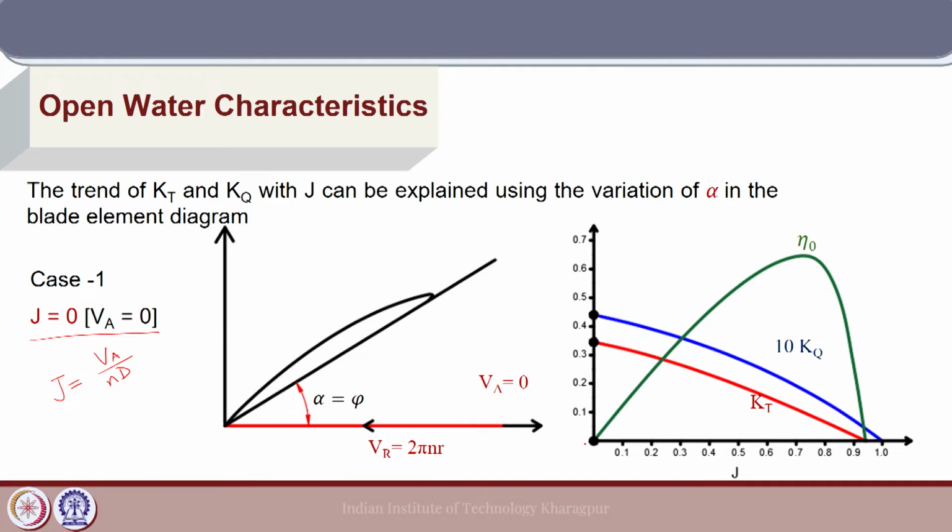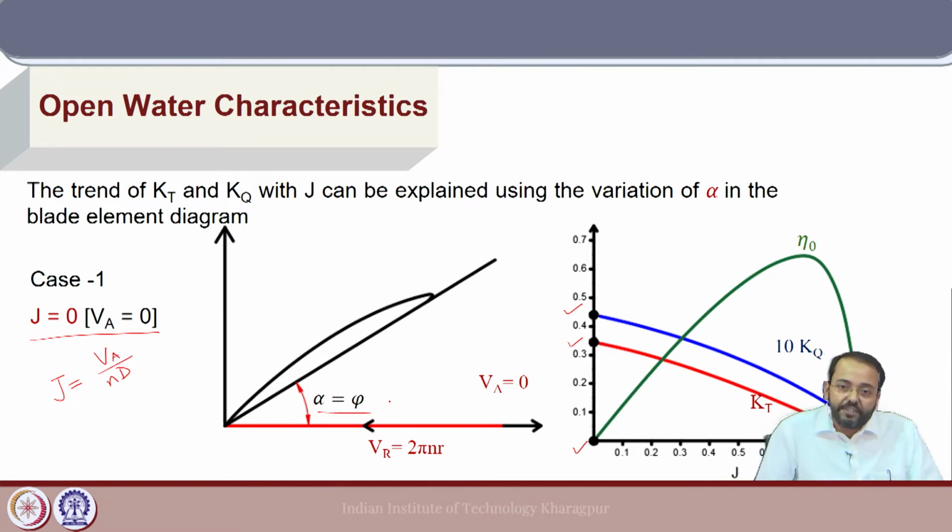Now, this corresponds to the point on the open water diagram where J is 0. In this case, we have the angle of attack which is maximum because beta is 0. So the section will produce the highest amount of lift as compared to other cases. Hence, Kt and 10 Kq here in the open water diagram will have the highest values at J equal to 0, which is the case where the angle of attack is equal to the phase pitch angle of the blade section.